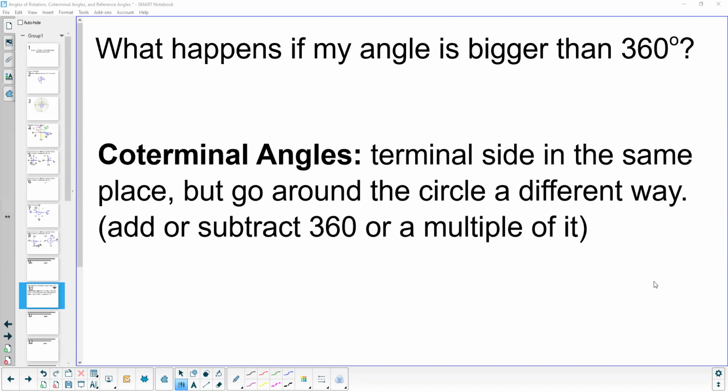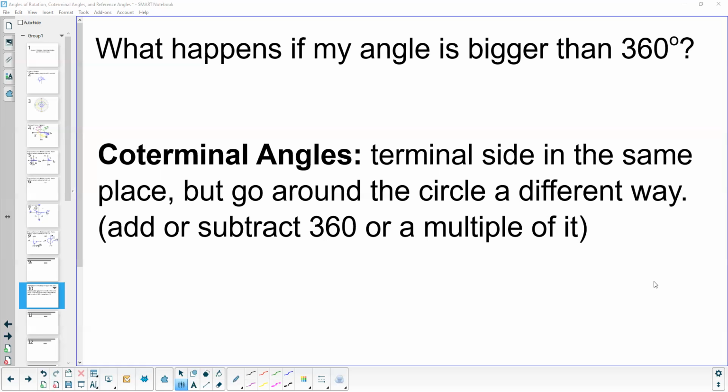Well, before we get to talking about that, really what I want you to think about is in our previous video, we talked about angles of rotation. And every angle of rotation that we dealt with was either between 0 and 360 or 0 and negative 360. But what happens if it's bigger than 360? So what if I have 500? What if I have negative 2000? Whatever it is, how can we draw that angle?